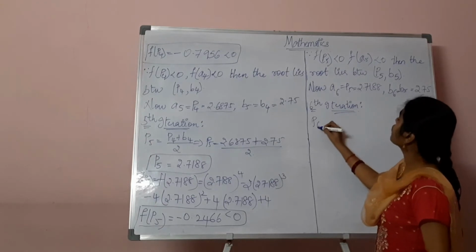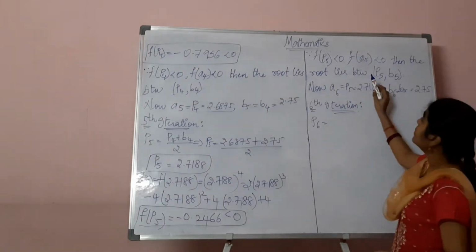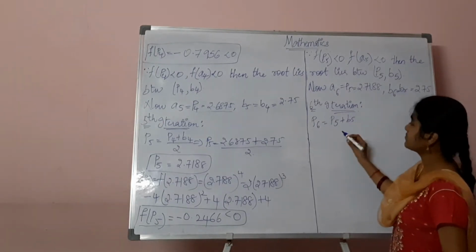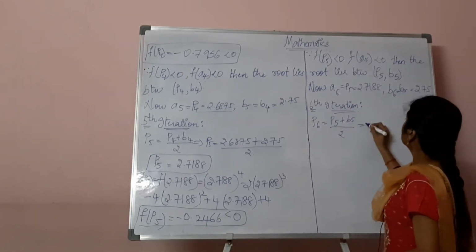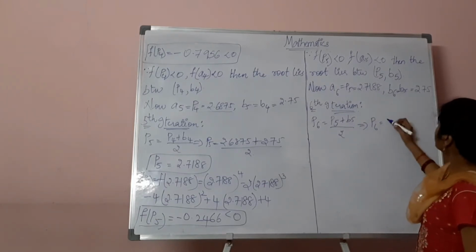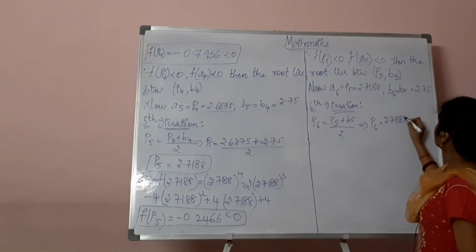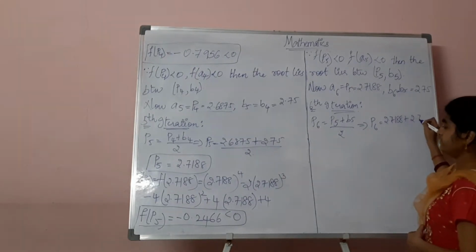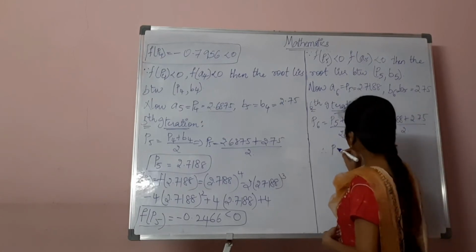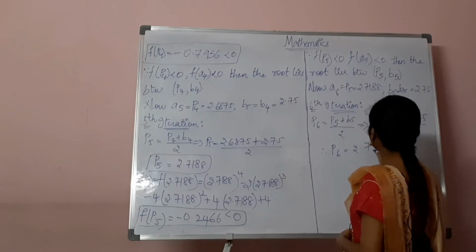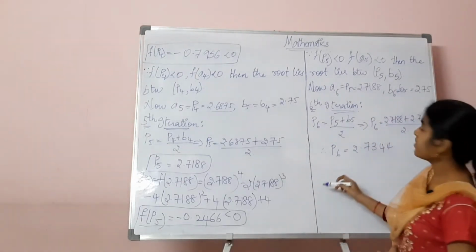So P6 equals (P5 + B5) by 2. What is P5? 2.7188. Plus B5. What is B5? 2.75, by 2. So after calculating this, what will we get? P6 as 2.7344.